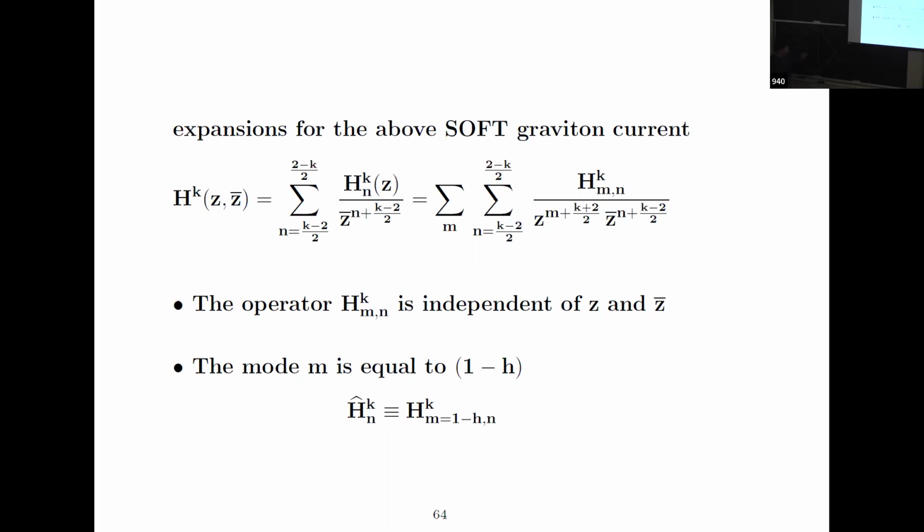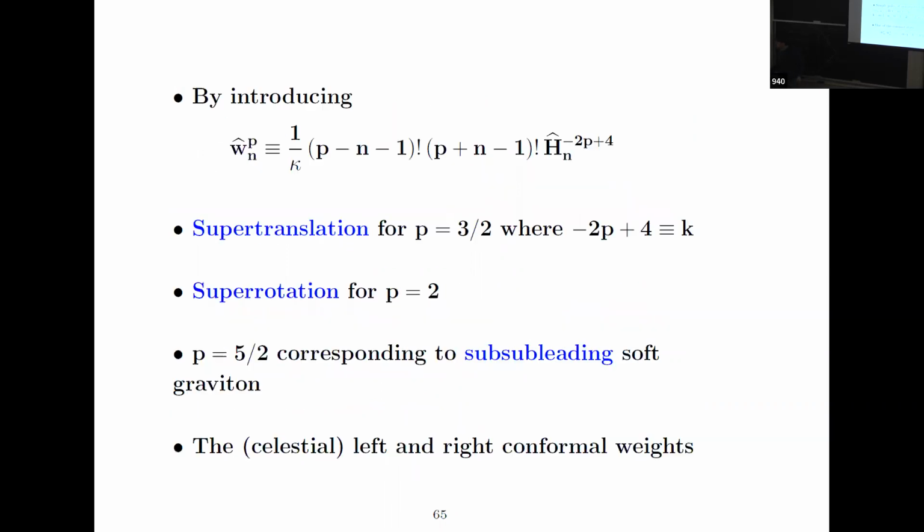Okay, then we can expand according to the usual decomposition in z and z bar, and then we can focus on the particular modes that don't depend on z or z bar. Then Strominger introduced this particular combination, and it turns out the very complicated commutator relations can take a simple form.